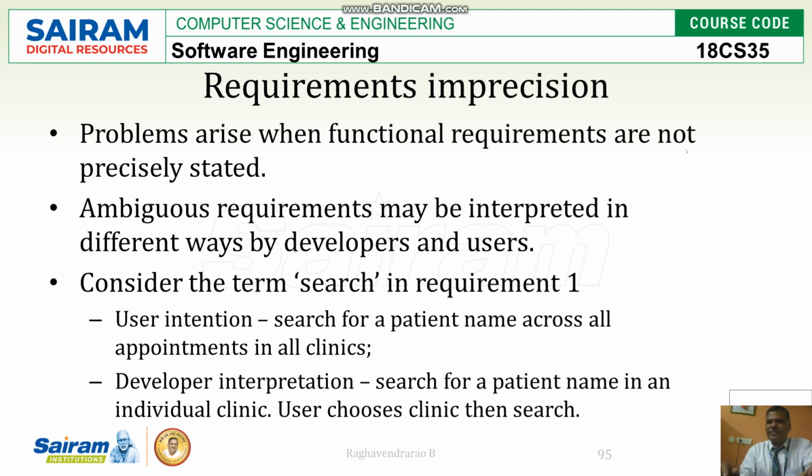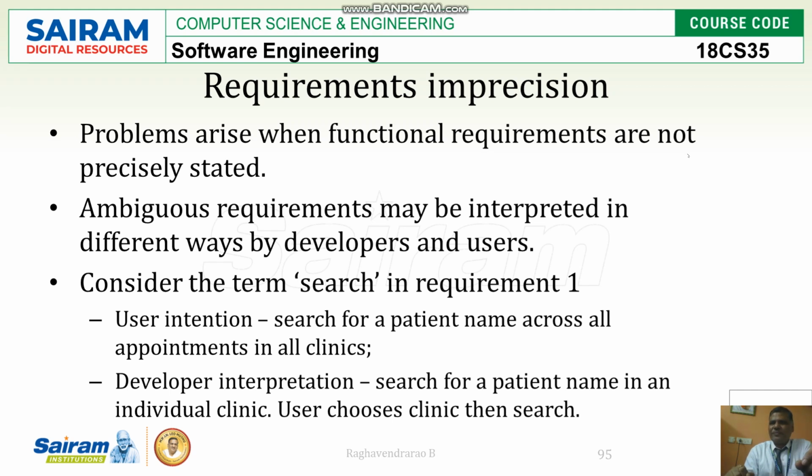So here one example is being given. The user interaction is: search for patient name across all appointments in all clinics. This is the requirement from the user. What the developer is thinking is: search for patient name in an individual clinic. The user chooses a clinic, then searches. There is a conflict here. You can see this.